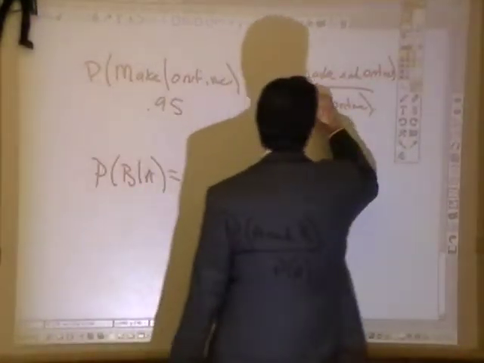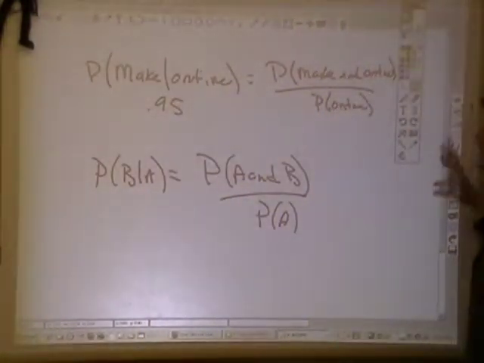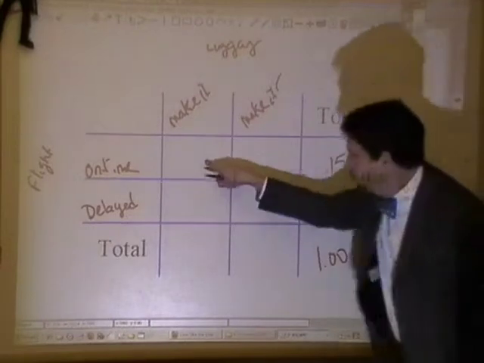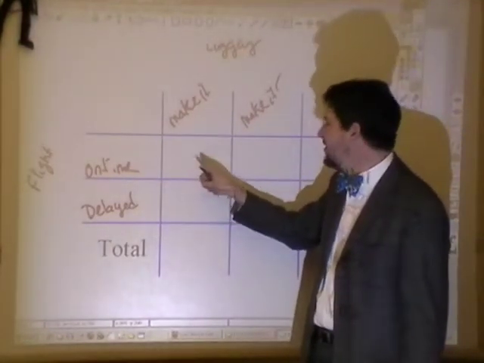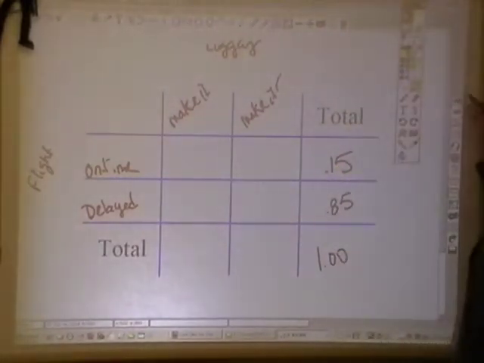The probability that her luggage makes it and her flight is on time is this right here, the intersection of these two groups. This is actually what I want. I want to find this value and fill this out. So how can I do that?